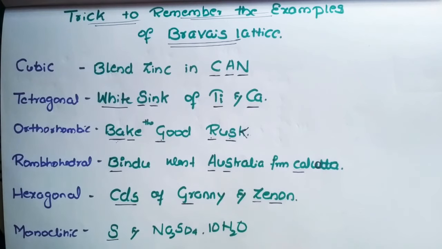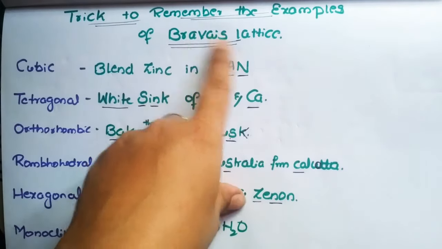Hello my dear students. This video is about a simple trick through which you can remember the Bravais lattice. While studying the solid state chapter, when you come to the different types of crystal systems, there are basically 7 crystal systems, which we are going to call the Bravais lattice.